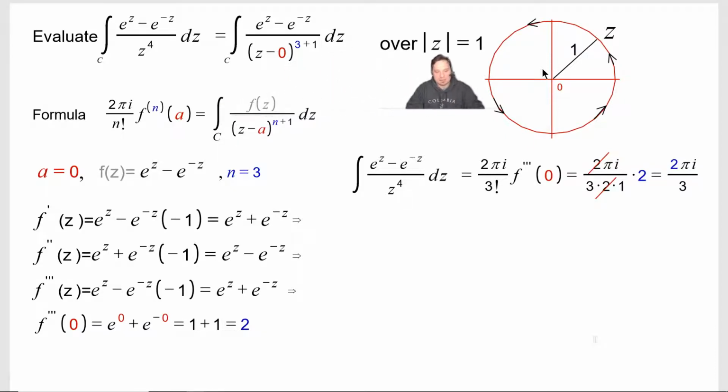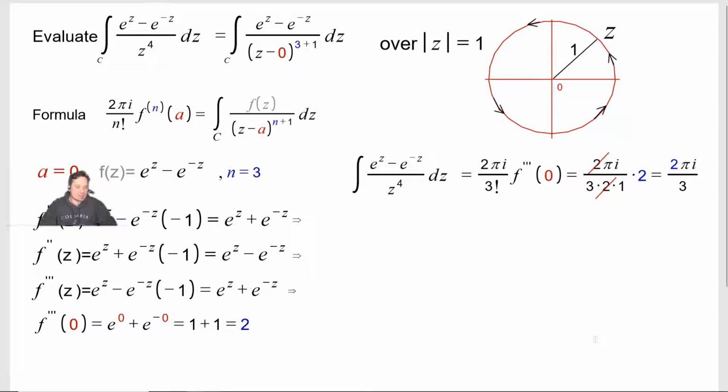Now I'm going to integrate here over |z| equals 1. So basically I'm going to go this way, according to the direction of the arrows. And the 1 represents the radius of the circle here, and the z is like a number on the circle somewhere. And notice that this 0 right here, this red 0, where it says z minus 0, that's at the center. It's inside the circle, okay? So with that in place, let's actually do the integration.